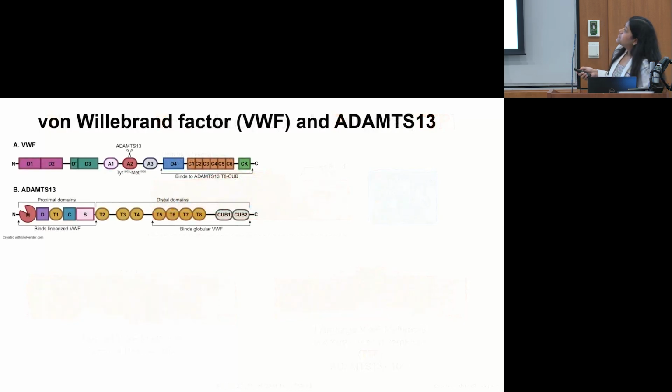So both VWF and ADAMTS13 are multi-domain proteins. ADAMTS13 has the MDTCS proximal domains that are the catalytic activity components that regulate the A2 domain of VWF by cleaving a specific tyrosine-methionine bond within the domain.